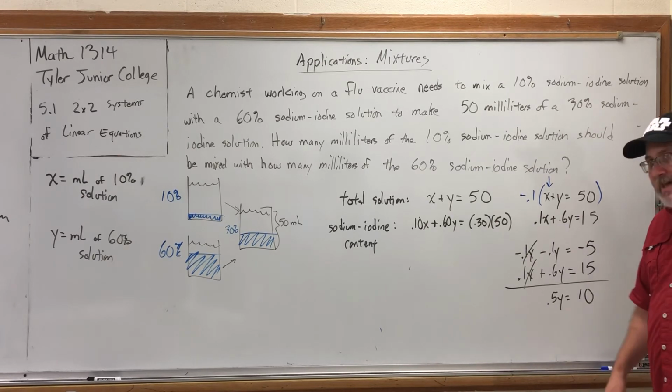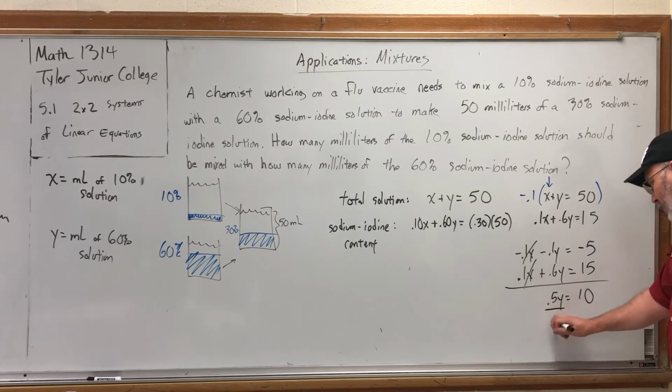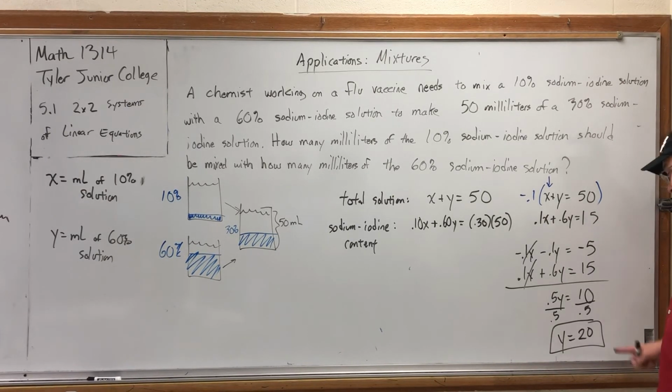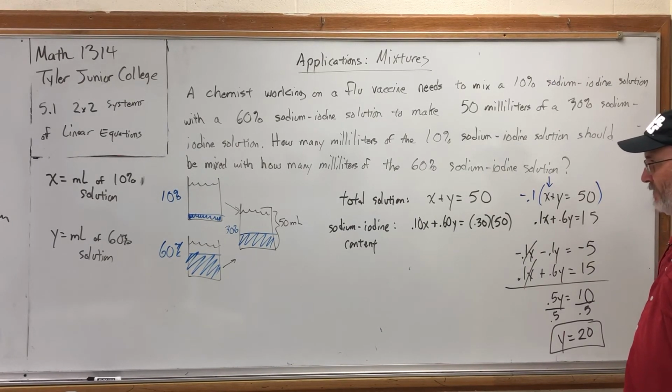Yes, I processed that much up there. You do enough of these, you start thinking in advance like that. It's like playing chess. You should think multiple moves ahead if you can. Divide both sides by 0.5, and again, feel free to use a calculator assist, but you will get 20. So we know how many milligrams of the 60% solution we need, because that's what y represented. To find the other amount of the 10% solution, we just need to finish solving the system.